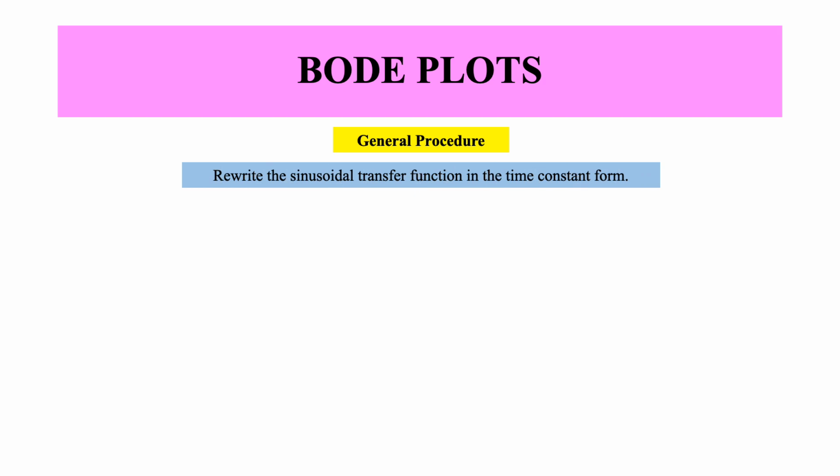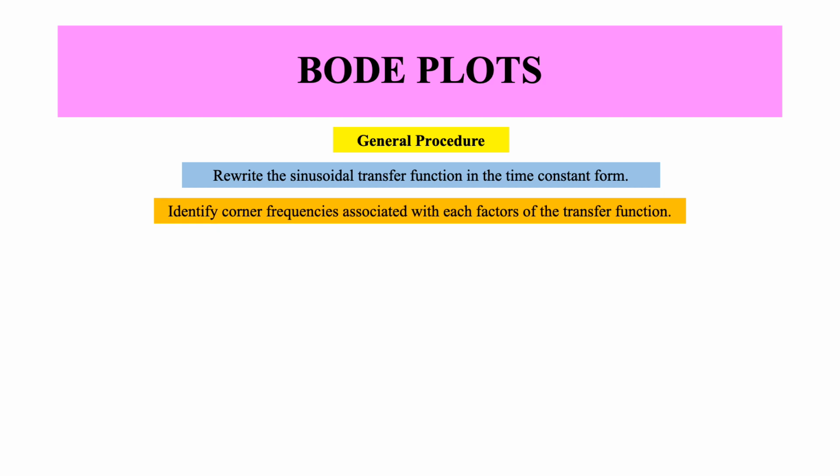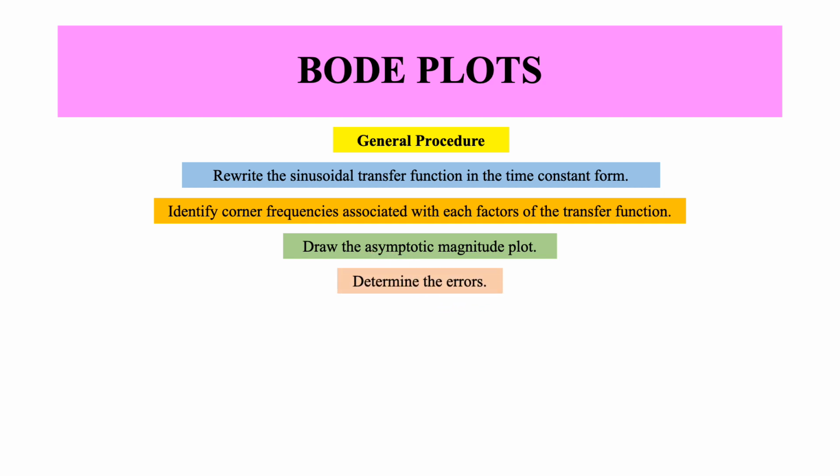So first thing is we rewrite the sinusoidal transfer function in time constant form. We immediately identify the corner frequency associated with each transfer function, the corner frequency where the asymptotes meet. Then we draw the asymptotic magnitude plot like we have done for all the elements. Then we determine the error for lower and higher frequencies. How do we determine the error? The actual minus the approximate value, again for both lower and higher frequency.